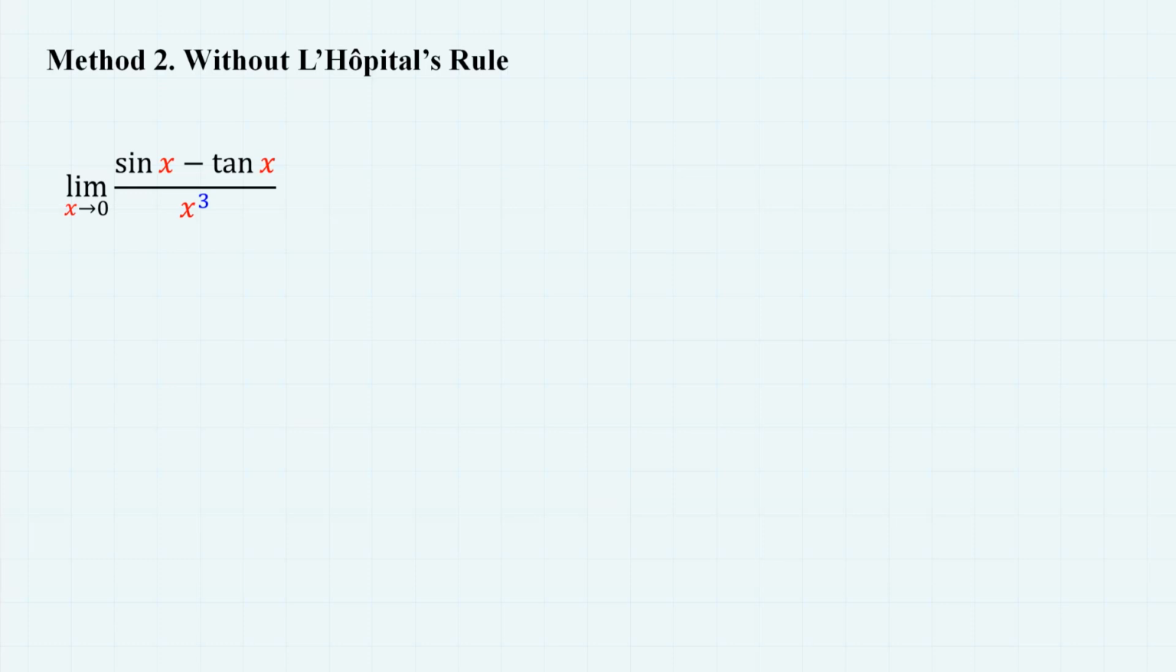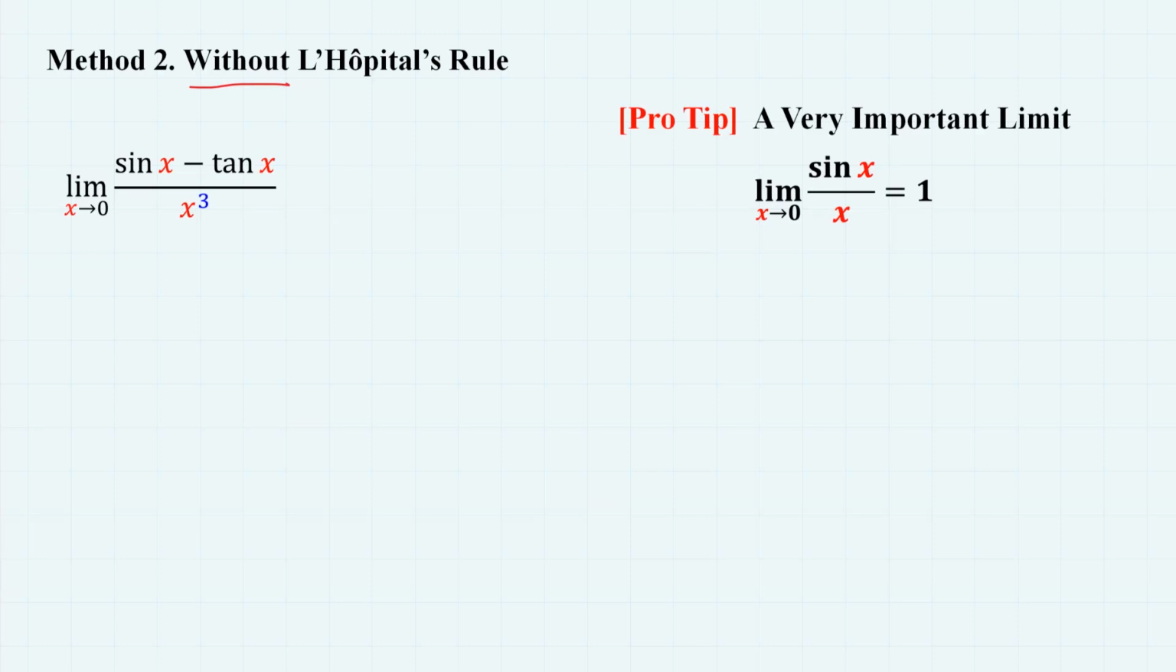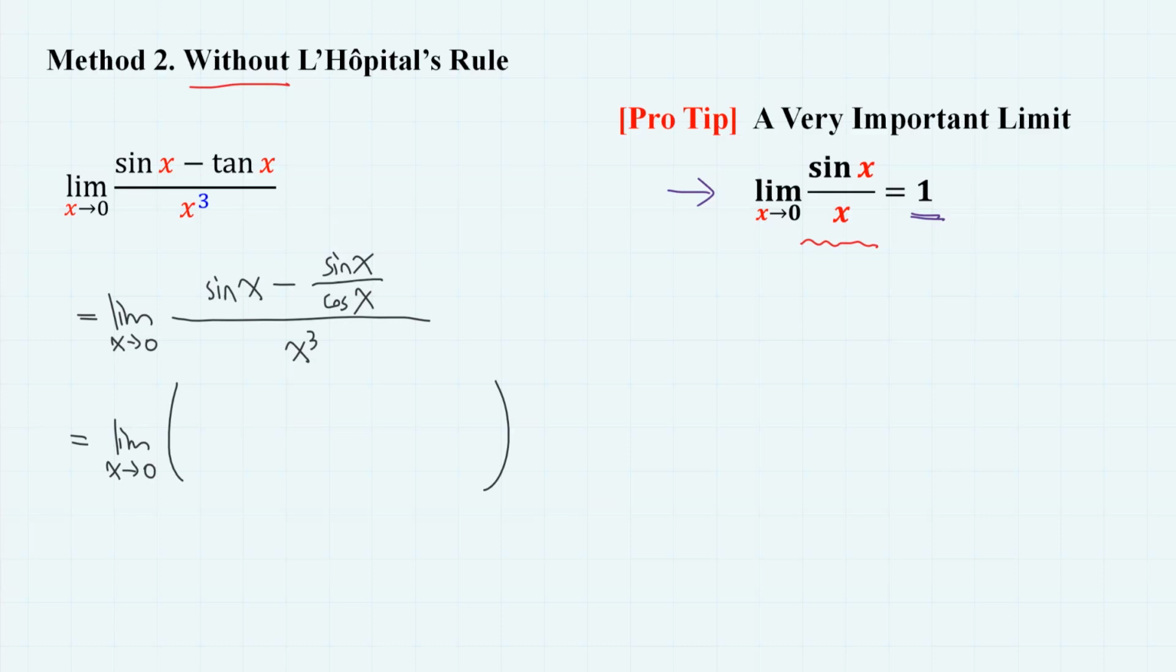Alright, this time let's solve the problem without using L'Hopital's rule. But instead of L'Hopital's rule, now we have to use this very important limit. The limit of sin x over x where x approaches 0 is equal to 1. So our goal is to extract this sin x over x term whenever we can. Let us change tangent x into sin x over cosine x. Here you will notice that we can already extract sin x over x term to the front. Then the remaining term is 1 minus 1 over cosine x divided by x squared.